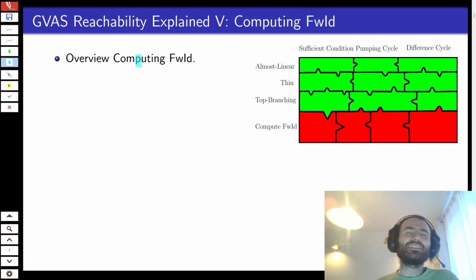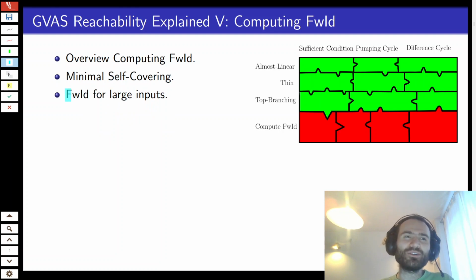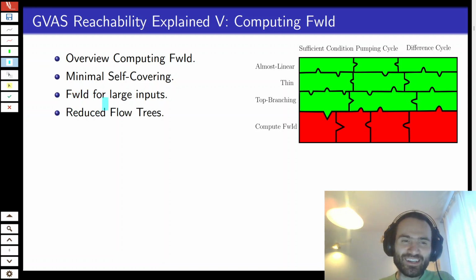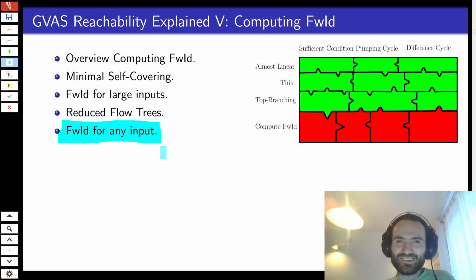Okay, so I will today start with some overview. Well, the table of contents kind of spoilers the overview a little bit, but I nevertheless think a table of contents is useful. So we're going to compute minimal self-covering configurations. We're going to show that forward ideal is computable if some counter is large. So we're going to do some kind of Rackoff argument. Then we're going to define what a reduced flow tree is, and we're going to use them to compute forward ideal for an arbitrary input. At which point, as I already said, the GVAS reachability algorithm will be complete.